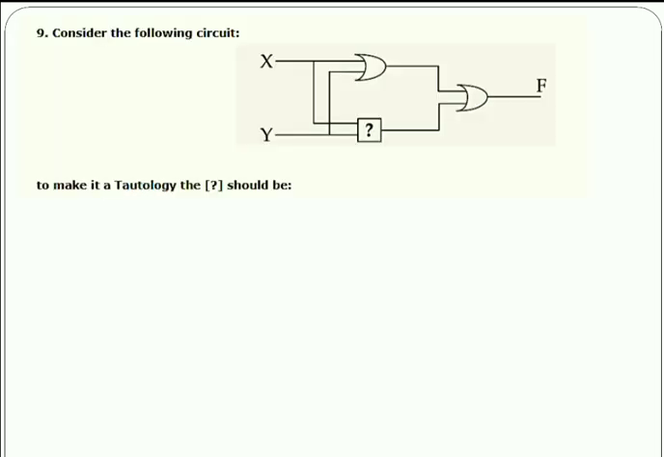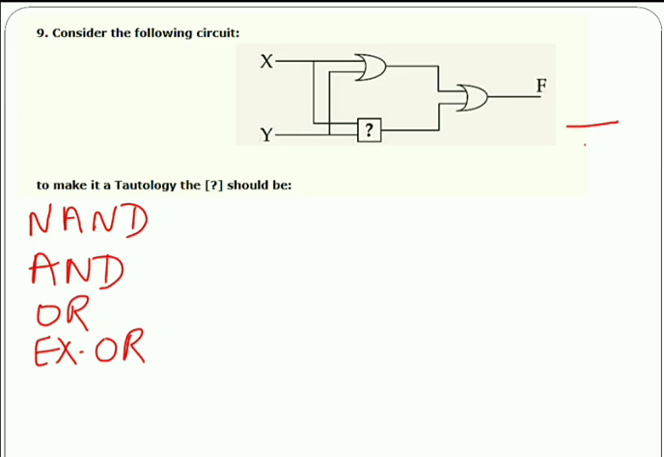Next, consider the following circuit here. To make it a tautology, the question mark should be dash. That is the question. The given options are NAND gate, AND gate, OR gate and XOR gate. So which gate do we have to place at the question mark to make it a tautology? That means the result, the F value, must be equal to 1. To make it a tautology, or true value, what must be placed in the question mark? That is the question given.